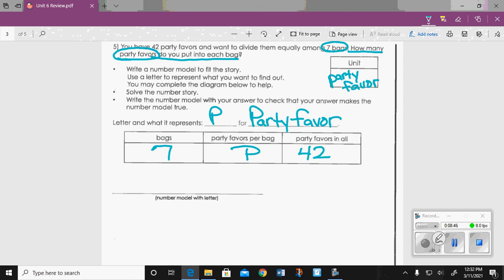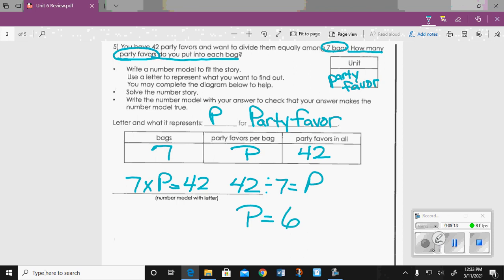And then I know that I have a total of 42 party favors. Boys and girls, this should help you figure out what your number model is going to be if you set it up and use the diagram that you're using there. Okay, so I can either write 7 times P equals 42, or I could write 42 divided by 7 equals P, and my P is going to be equal to 6. Okay, and 6 what? 6 party favors per bag.